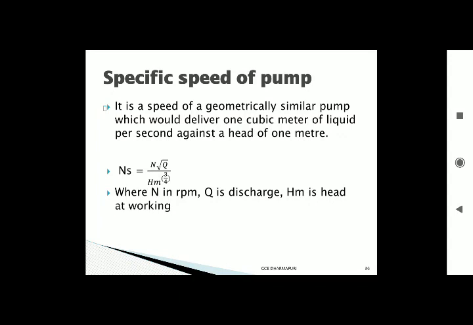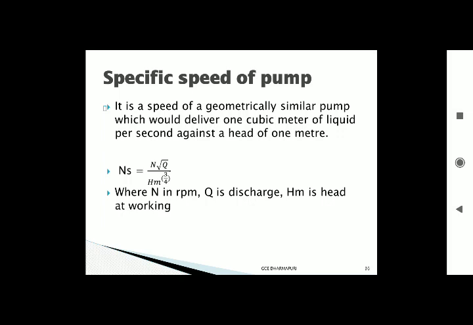First 2 mark is specific speed of pump. What is meant by specific speed? It is the speed of a geometrically similar pump which would deliver 1 cubic meter of liquid per second against a head of 1 meter. This is the formula for NS, that means specific speed. It's the speed at which discharge is 1 and head is 1.